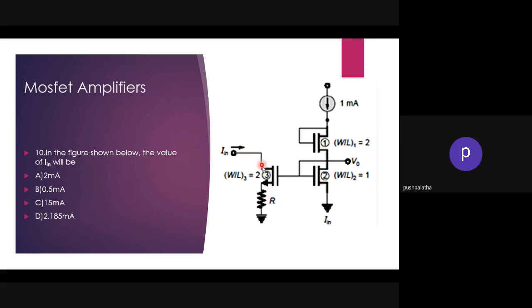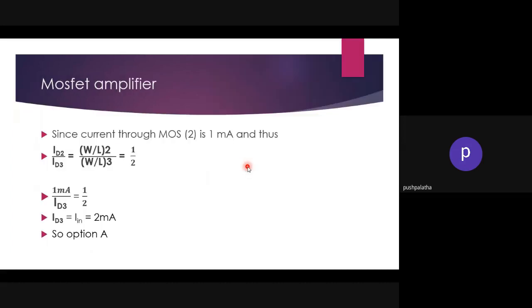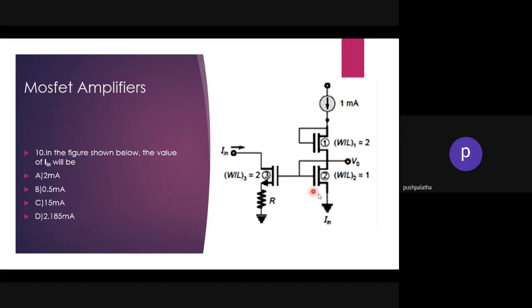Right, so that is the drain current of the third device they are asking. What will be the I in value? Now we'll see that. Since current through MOS 2 is 1 milliamp, as I told you, the current through the MOS is actually 1 milliamp. How will we get 1 milliamp?